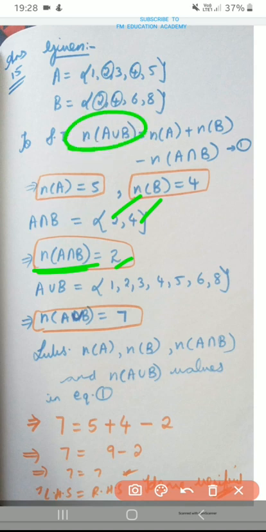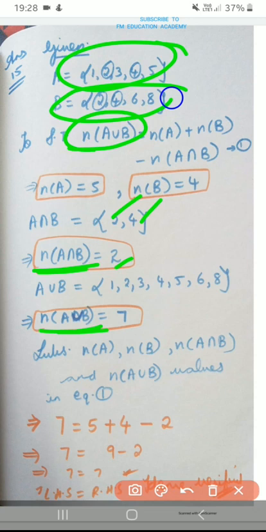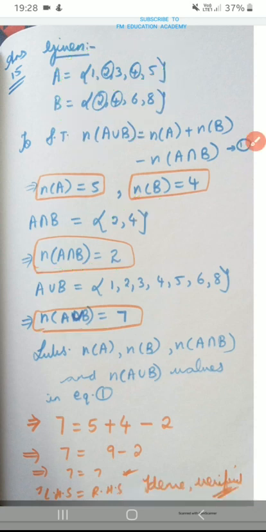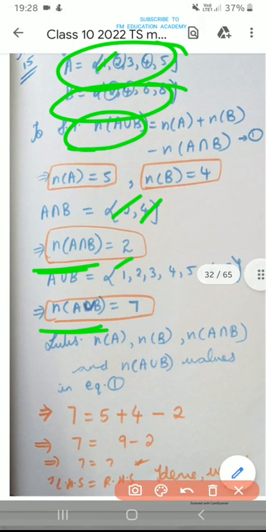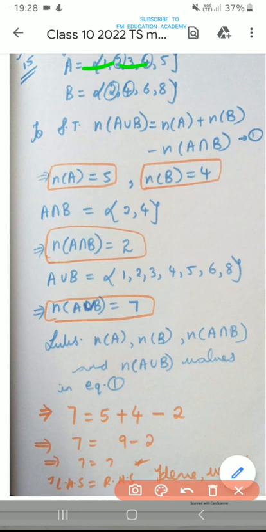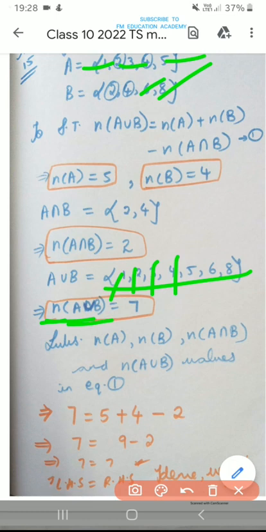Next, we have to find out n of A union B. A union B means elements of A as well as elements of B, both. So, if you see here, A union B is 1, 2, 3, 4, 5, 6 and 7 is not there, 8 is there. So, I have written A union B. Now, n of A union B means number of elements of A union B. How many are there? 1, 2, 3, 4, 5, 6, 7. So, 7 are there.